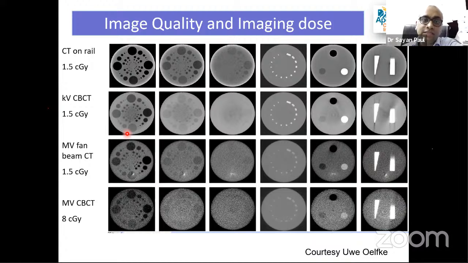And you can just check the images, different images, quality of images. So obviously the best image will be the CT on rail, that is KV fan beam CT, then KV CBCT. MV fan beam CT, the contrast is not that good, and MV CBCT is obviously the worst one.